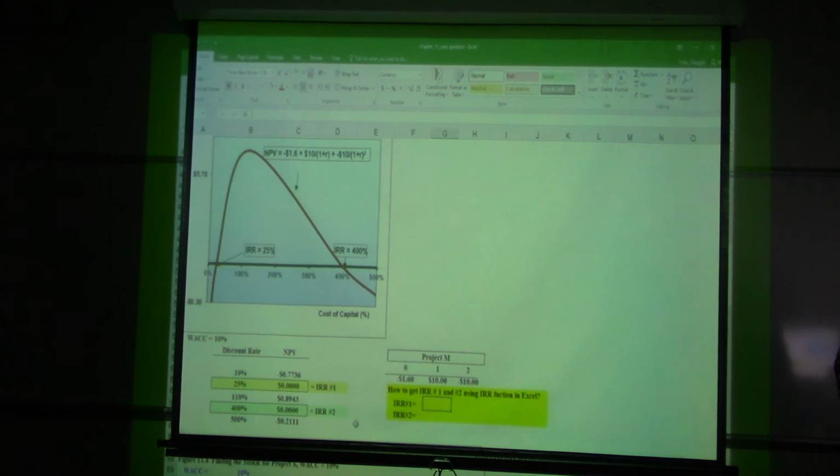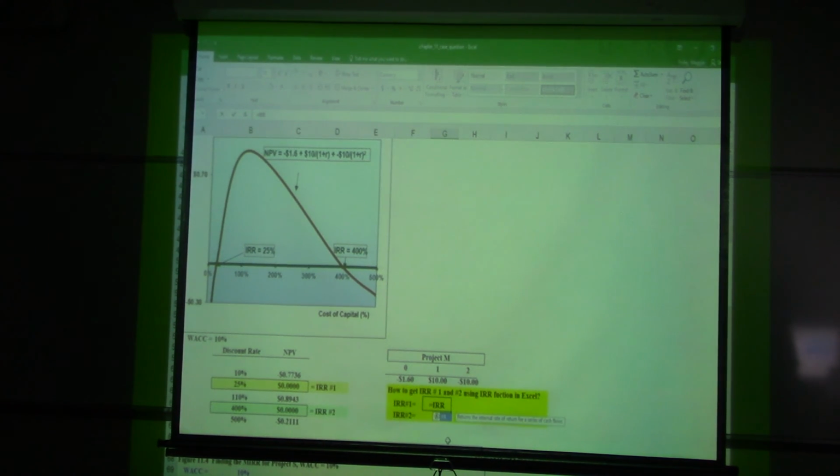So you see it has two IRRs. IRR is when NPV equals 0, and this NPV curve crosses the x-axis, the discount rate, twice. So we got two solutions for the IRR in this case. This is just like asking you to calculate the IRR using the IRR function, but you got two solutions. You can try the IRR function and see how much you get.